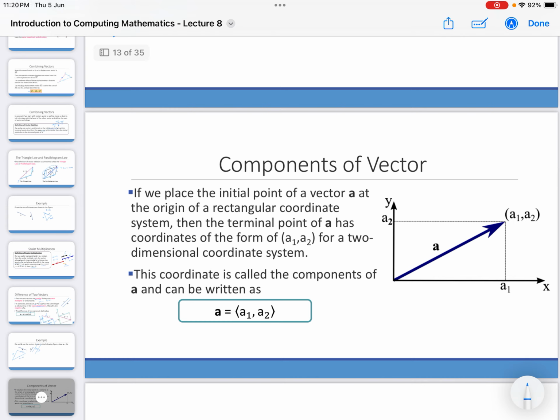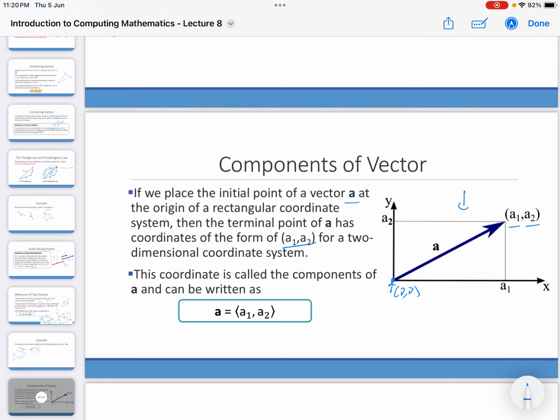Okay, next we will look at components of vector. If we place the initial point of a vector A at the origin, the 0, 0 of a rectangular coordinate system, then the terminal point of A has coordinates of the form A1, A2 for a two-dimensional coordinate system. We can see in this figure, we have this vector A. We put the initial point at the origin, 0, 0. So this A will have the coordinate A1, A2.